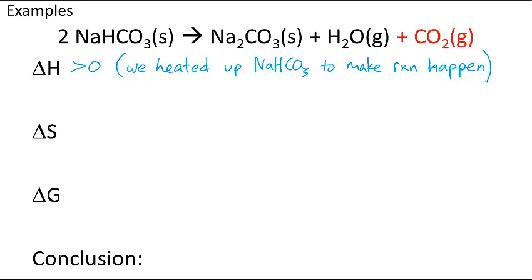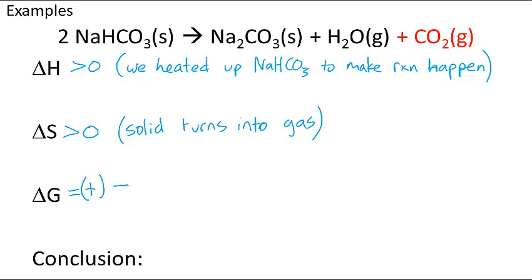All right, how about delta S in this case? Paulina, what did you guys say for that? Delta S is positive. Why? Yeah. Solid turns into gas. So greater disorder afterwards. So now we have delta G equals delta H, which is a positive number, minus T times delta S, which is a positive number.